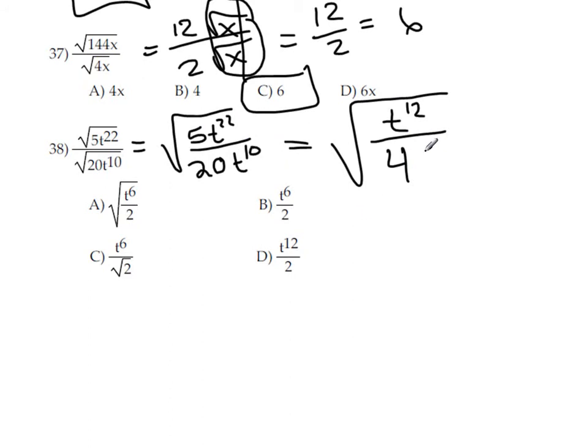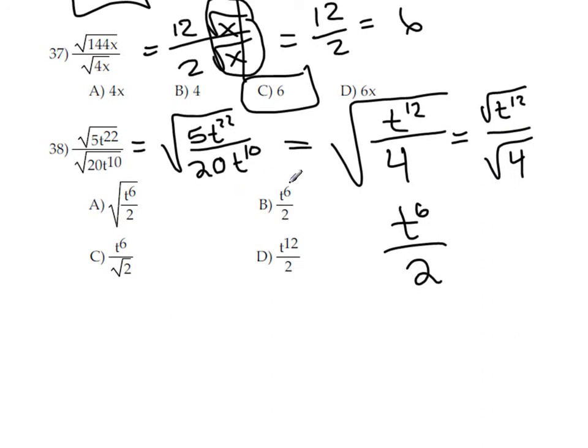So now let's see if we can reduce this. Well, sure enough, we have perfect squares. We can take the square root of t to the 12th over the square root of 4, which gives us t to the 6 over 2. And that's choice B.